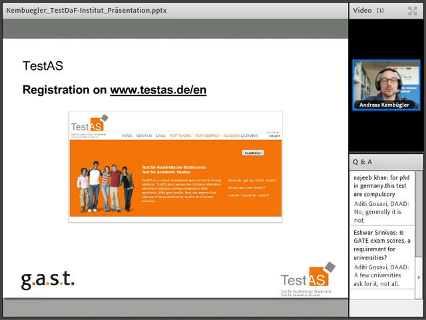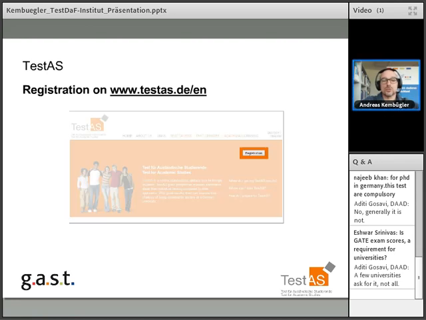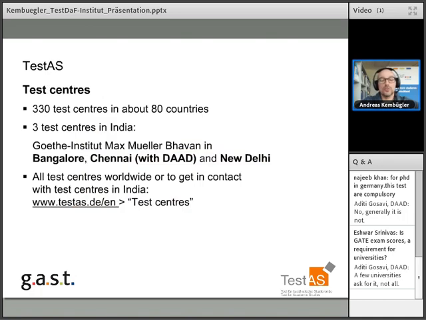The application procedure is comparable with the TestDaf. You have to go on the website. There's an English website, www.testdaf.de/en, and there you have to click on registration, and then you can register for the TestDaf. And the first thing you will do is to choose the test center where you want to take the test. And there are 3 test centers in India. Those are the Max Müller ones in Bangalore, Chennai, and New Delhi.